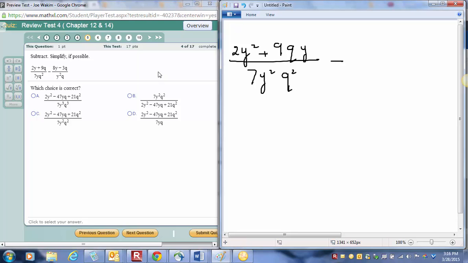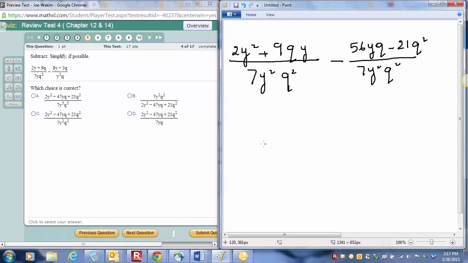minus. The second one, I need to multiply by 7 and q, so I make the same denominator. So let's multiply by 7q. If you multiply by 7q, you would get 7y squared q squared. Now we have the same denominator. Let's multiply the top by 7q. 8 times 7, 56, times q would be yq, minus 7 times 3, 21. And if I multiply by q, that becomes q squared. So now I have the same denominator.